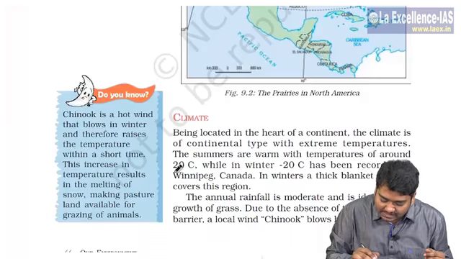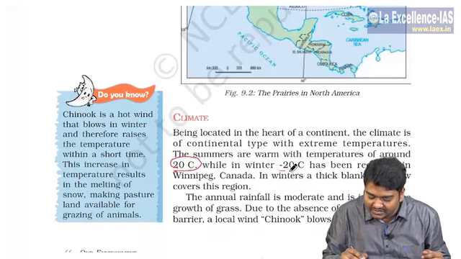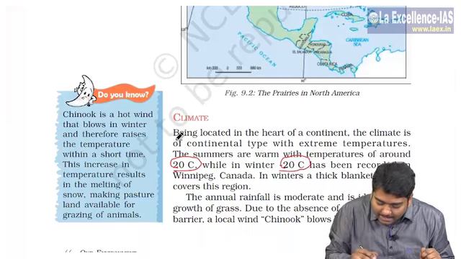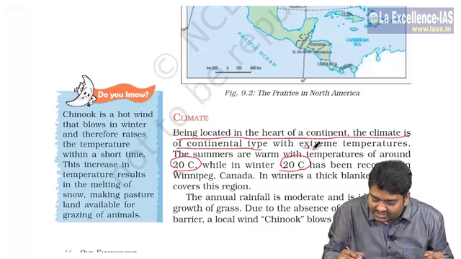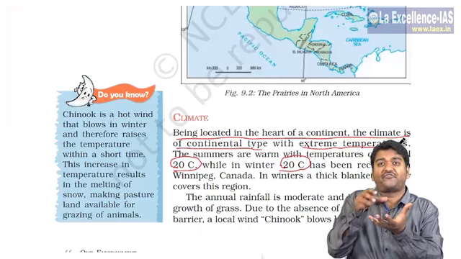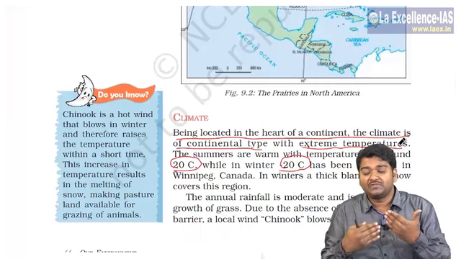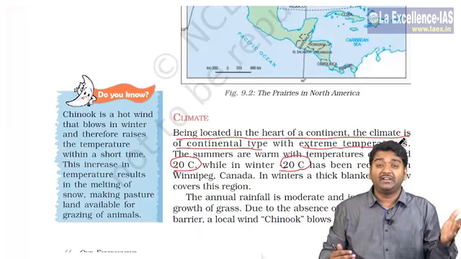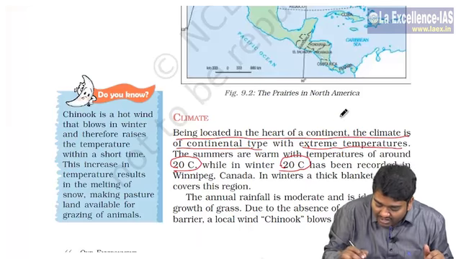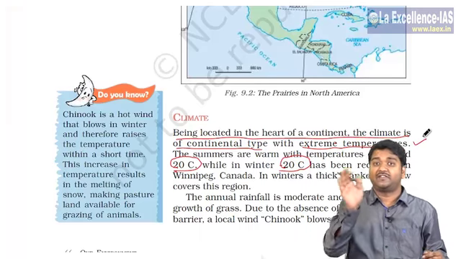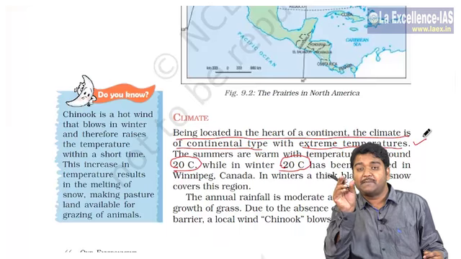And the temperature in summers is usually 20 degrees Celsius, and in winters, can you see, minus 20 degrees Celsius. So one of the most important facts that you need to remember is, being located in the heart of the continent, the climate is of continental type with extreme temperatures. The meaning of this is, let us take Delhi. Delhi is far from the ocean. Because of this, we usually observe that in summer, temperature will go up to 30-35 degrees. In winter, it may go to minus 5. Extreme temperatures.